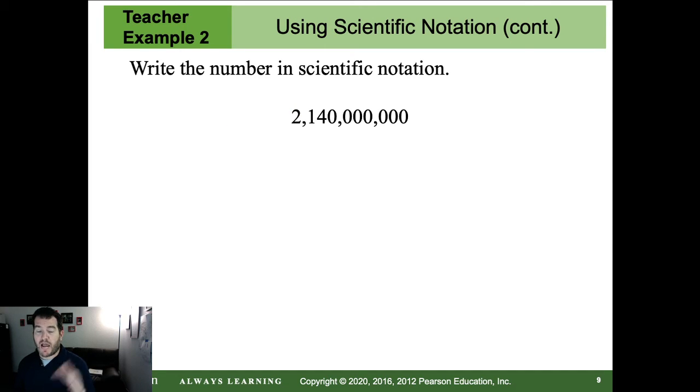Okay, so for instance, now we have this one. I know that was a cheesy game we played at the beginning, but this is a great question. Where is the decimal point? The decimal point is right there. So again, I have to make my number between 1 and 10, so I'm going to make it 2.14.